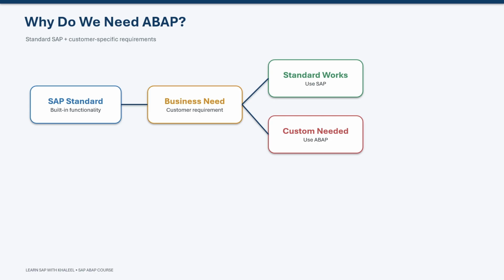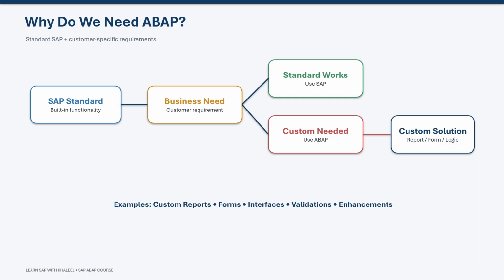For example, the customer might say, I need a report showing sales by customer, region and month. If the standard report is not sufficient, an ABAP developer can develop a custom report. Similarly, ABAP can be used for custom forms, interfaces, validations, and enhancements. So remember, this is a simple concept: standard SAP functionality first, custom ABAP development when the business requirement needs it. So here we are finding custom solutions, like reports, forms, and logic, when different companies need a different requirement.